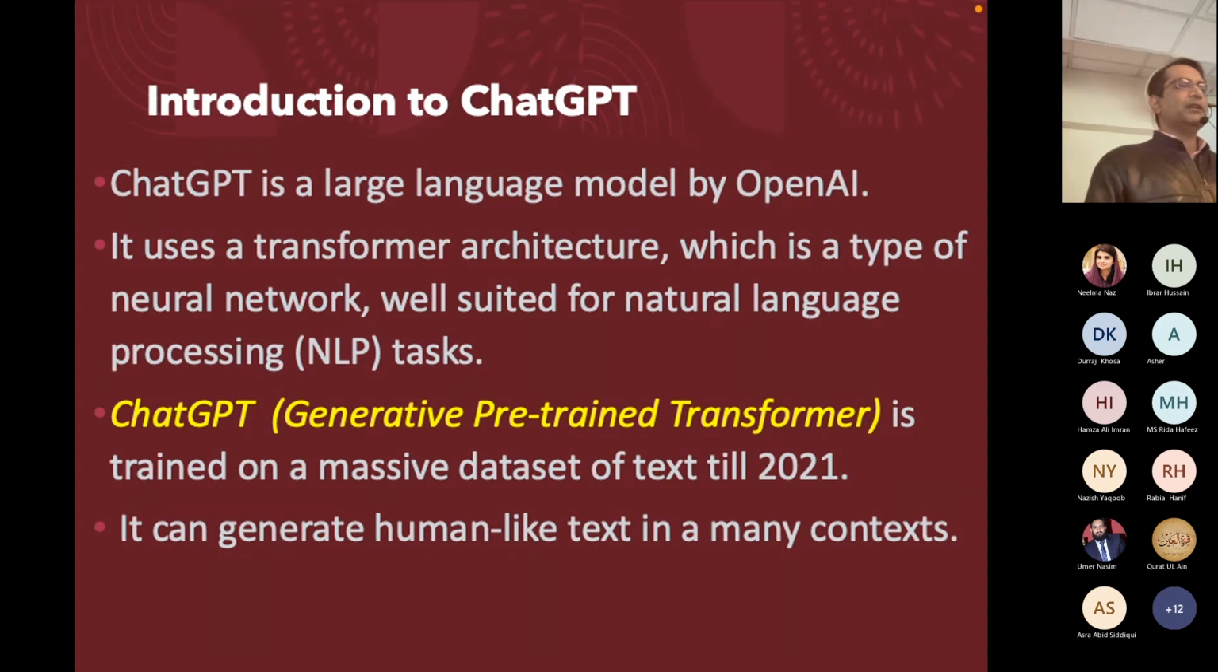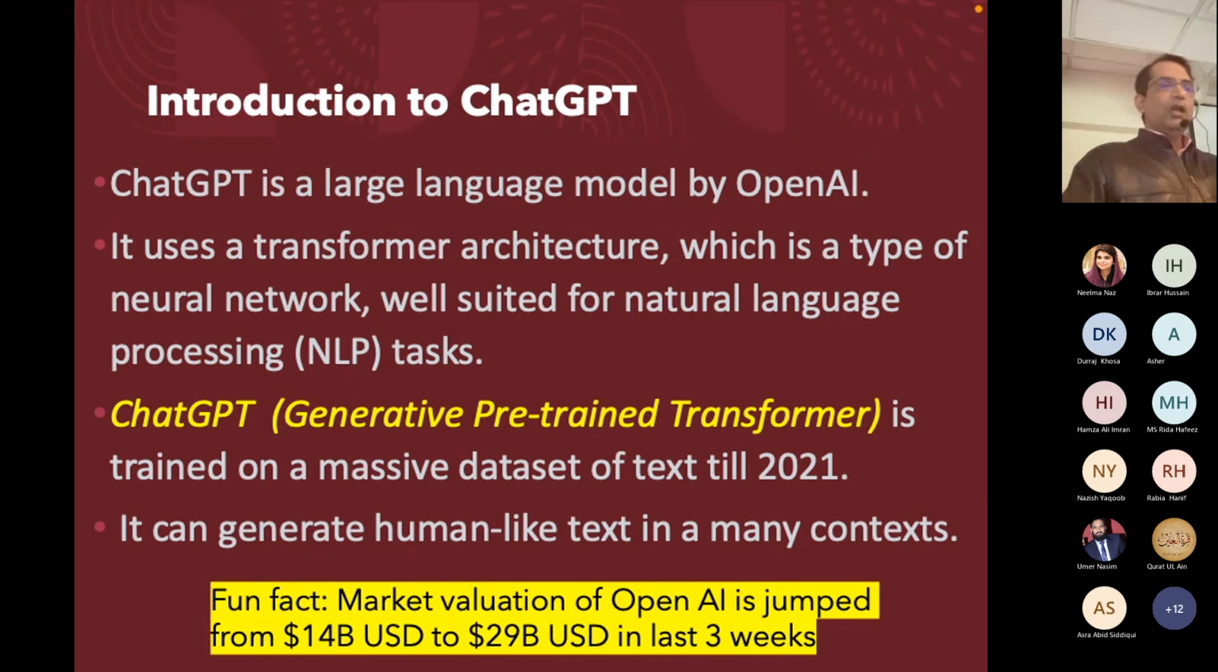It can generate human text in many different contexts. So you give the context and it is ready to give you. And the fun fact is that the market valuation of OpenAI jumped from $14 billion to $29 billion in last 3 weeks. So I'm just talking about at the start of this year, on the 1st of January, it was worth $14 billion, and now it is more than double. So doubling the money, and one can also invest for the stock of ChatGPT and OpenAI.